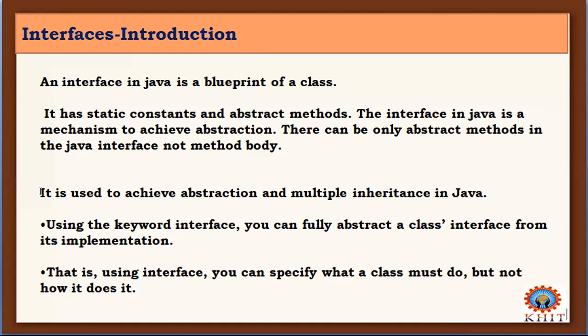So, one of the basic uses of the interface is it can achieve abstraction and multiple inheritance in Java. As I told you, multiple inheritance is not possible in Java. So by using interfaces, indirectly we can implement multiple inheritance in Java, and we can see how it can be performed. Next, using the keyword interface, you can fully abstract a class interface from its implementation.